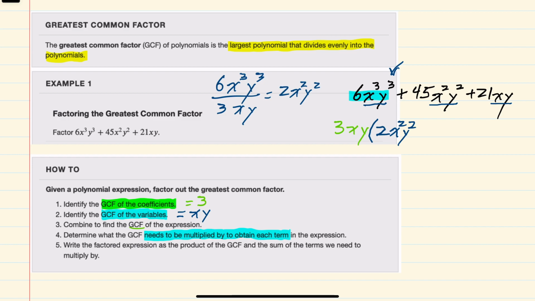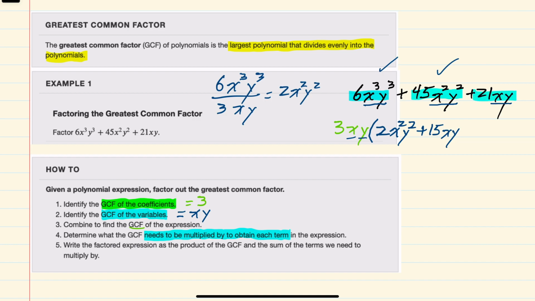But continuing to think of it in terms of what do I need, for the next term, I've got a 45x squared y squared, so I would need to multiply this 3 by 15 to get 45. I would need to multiply the x by 1 more x to get x squared, and then I would need to multiply the y by 1 more y to get y squared. So we've taken the GCF out of the first term and the second term.